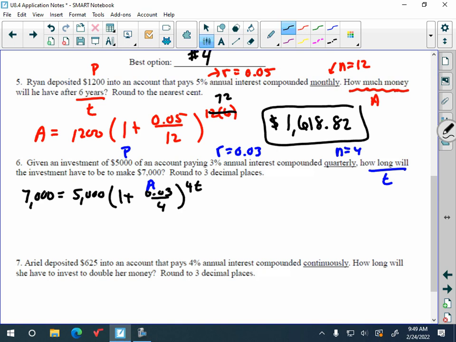Step 1, divide by 5,000. Step 2, on this kind of problem, I would simplify this down to a decimal, to turn this into one single number rather than all this stuff here, because that's our base. So divide by 5,000, convert this into just a decimal, and change it to log form. Then you can use the change of base.